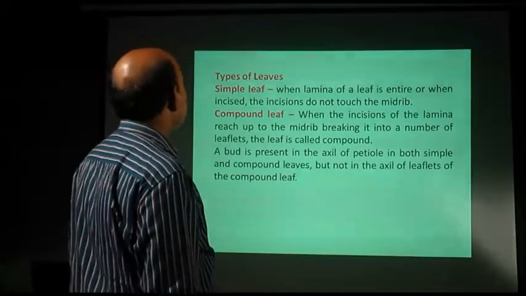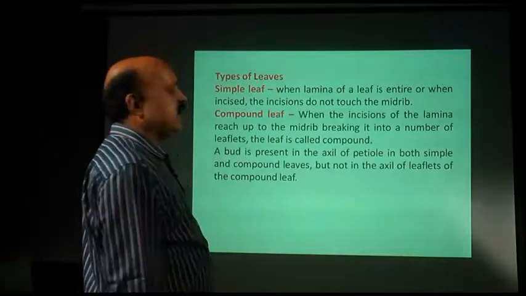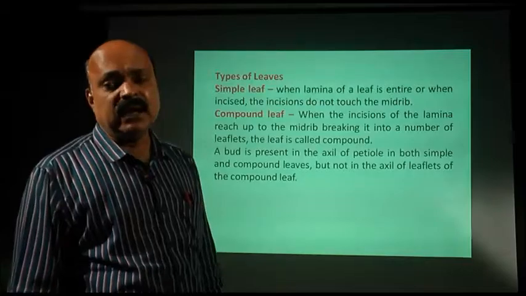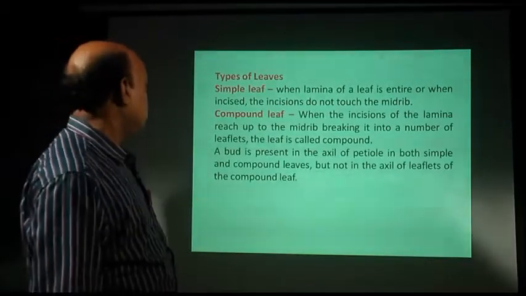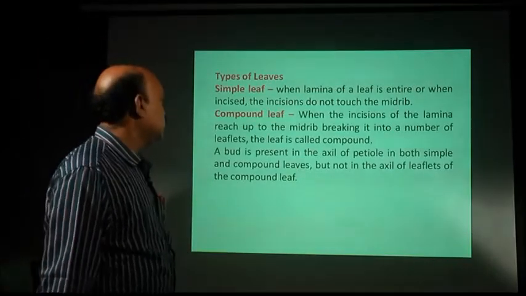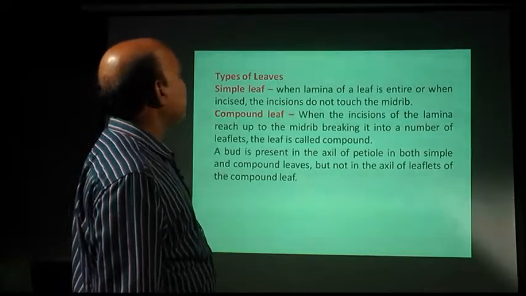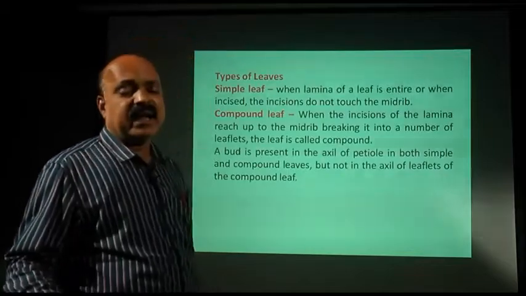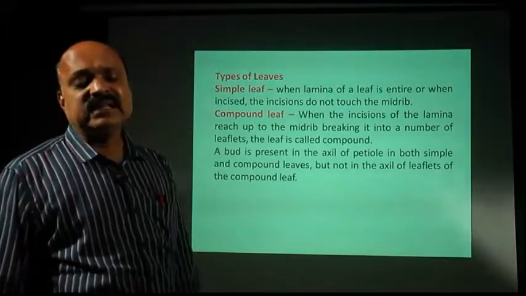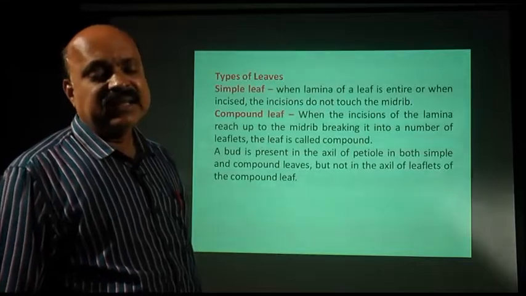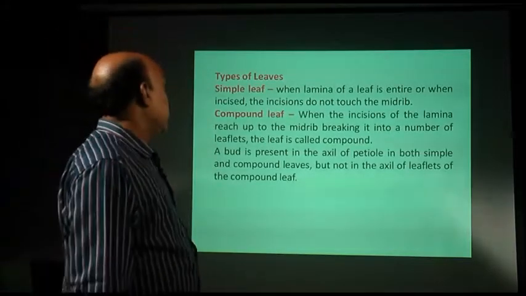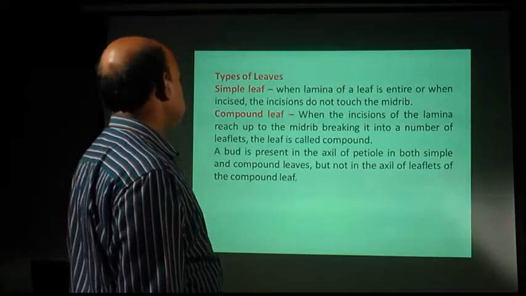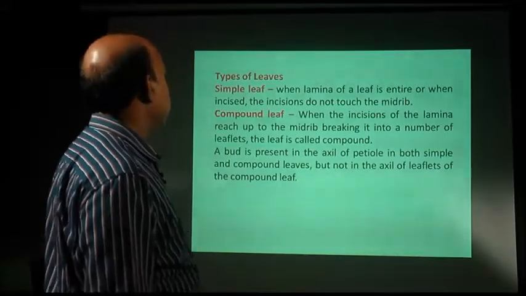Then now we'll go to the types of leaves. So leaves are basically two types depending upon their structure. One is simple leaf and another is the compound leaf. So simple leaf actually what? When lamina of a leaf is entire, or when incised, the incisions do not touch the midrib. So such type of leaf is called a simple leaf.